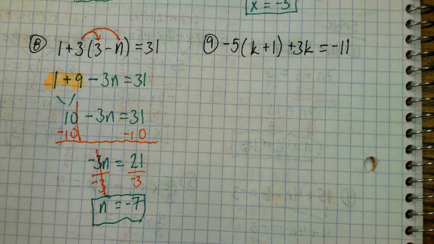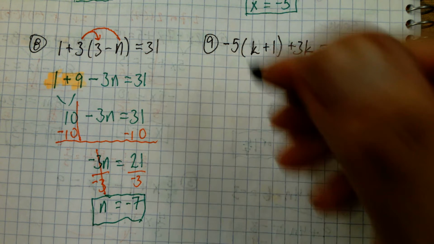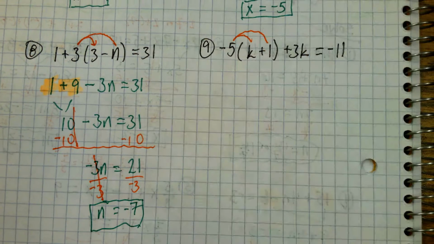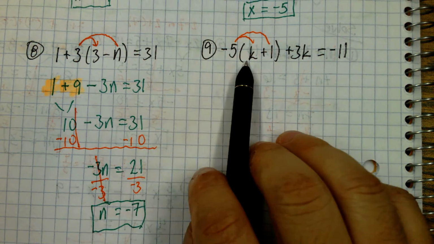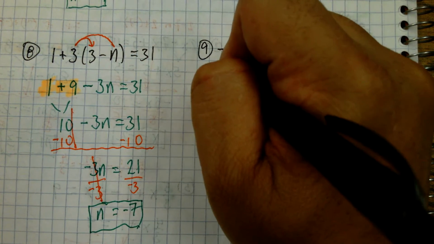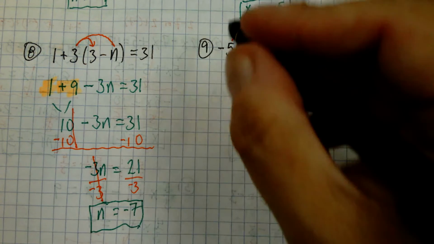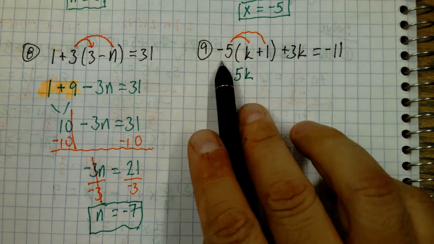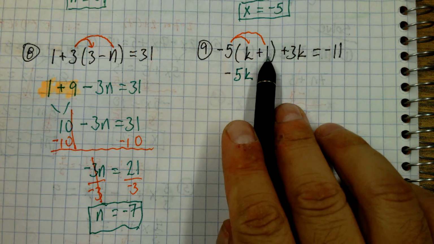And we have parentheses, so of course that means distribute, and we're going to distribute negative 5. Okay, so here we go. Negative 5 times k is negative 5k. Negative 5 times plus 1.